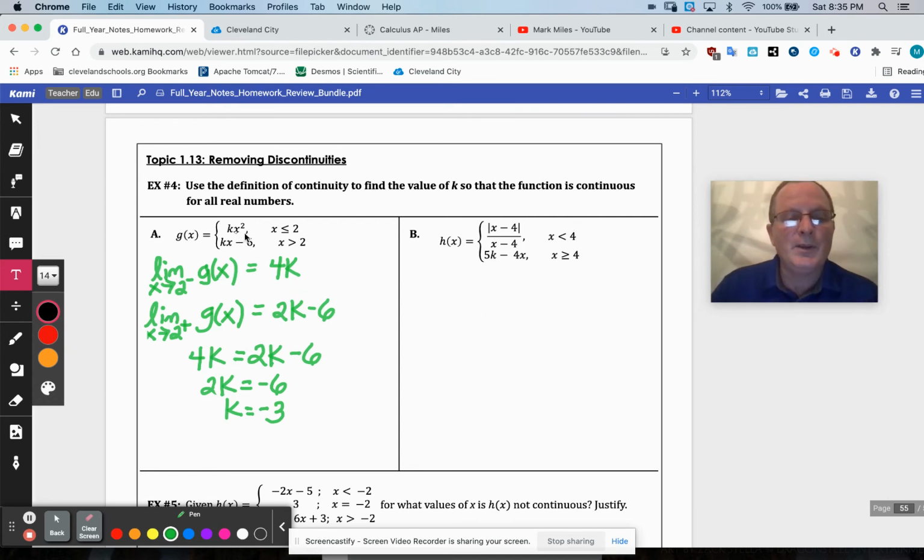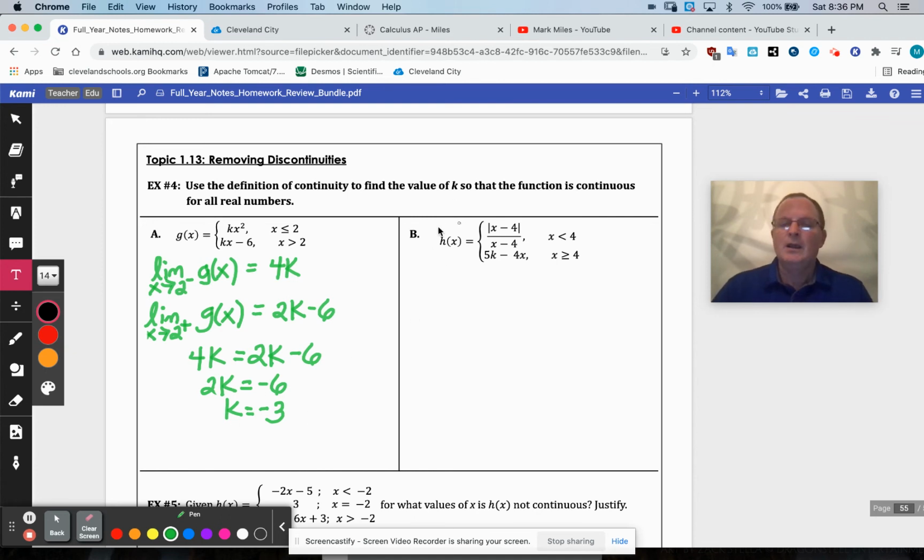So up here, as you're approaching 2, if k is negative 3, then that's going to be negative 3 times 2 squared, negative 3 times 4, negative 12. And then here, if you put negative 3 in here, you also get negative 12, because that's going to be negative 6 minus 6. So they're both equal to negative 12, but it just said find the k, and that's what I did.